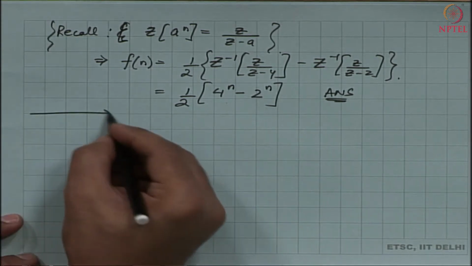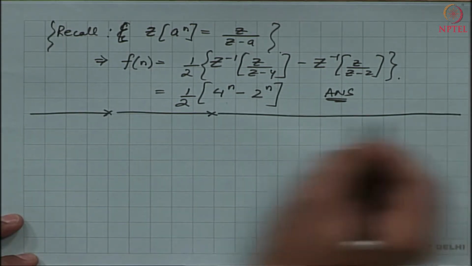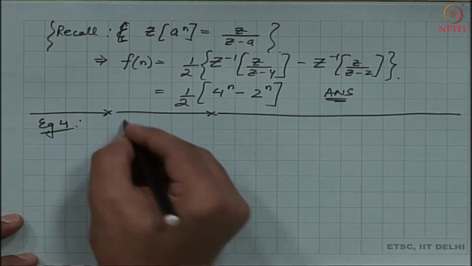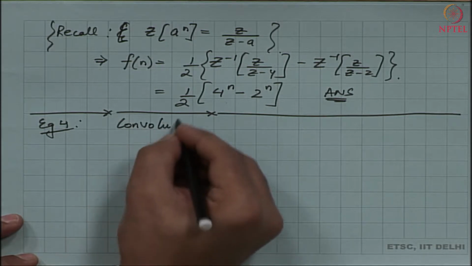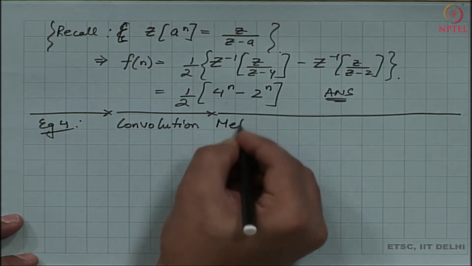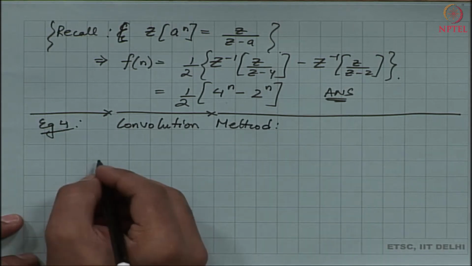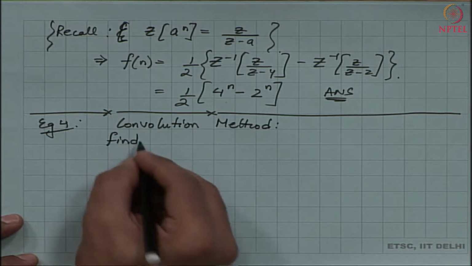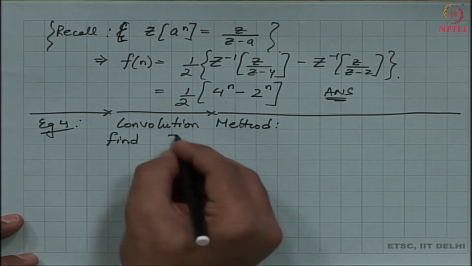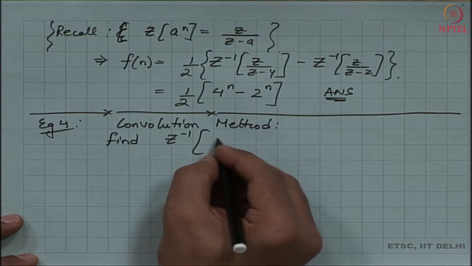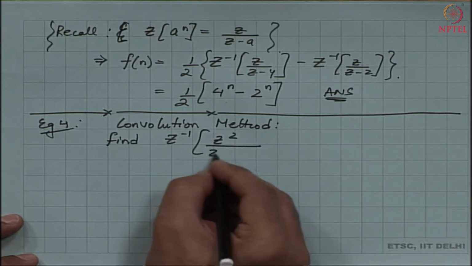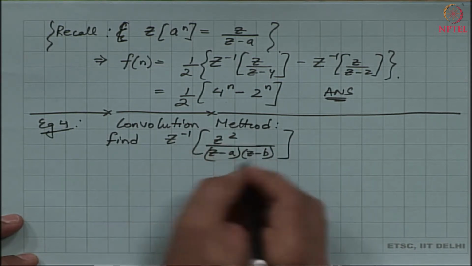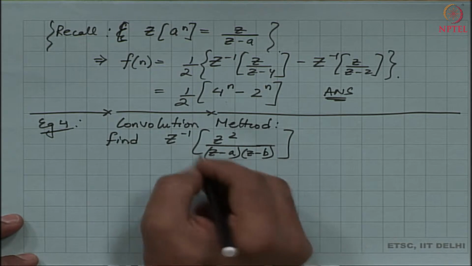Now, let me show you another example on how to use the method of convolution to find the inverse transform. So, the convolution method. The problem says, again going back to my previous example, find the inverse transform of the following function: z square by z minus a times z minus b.